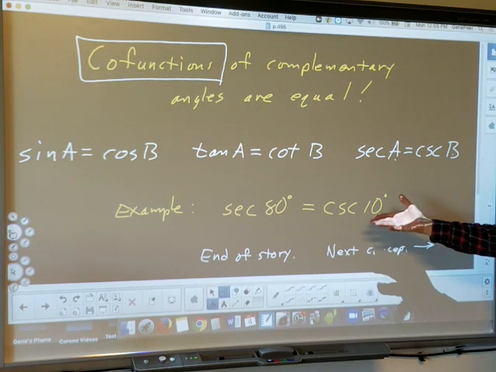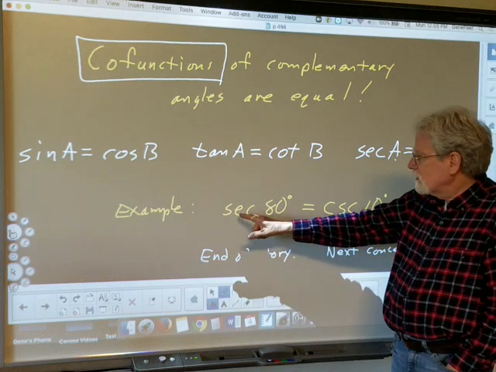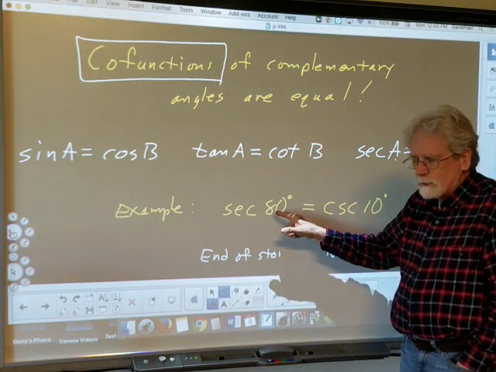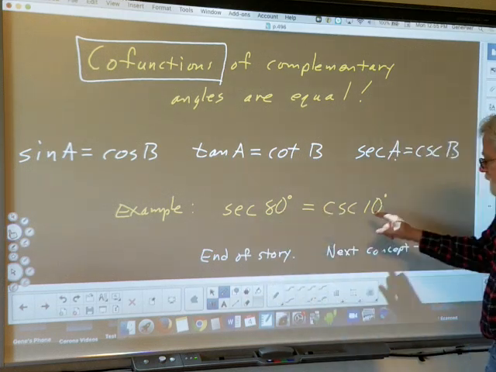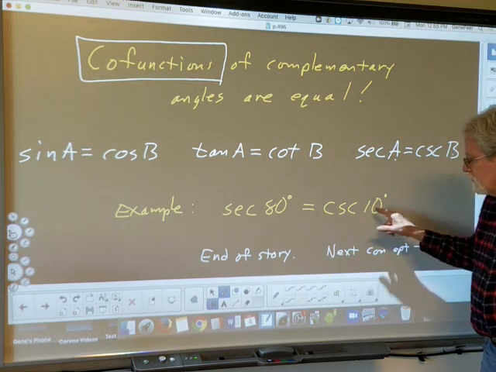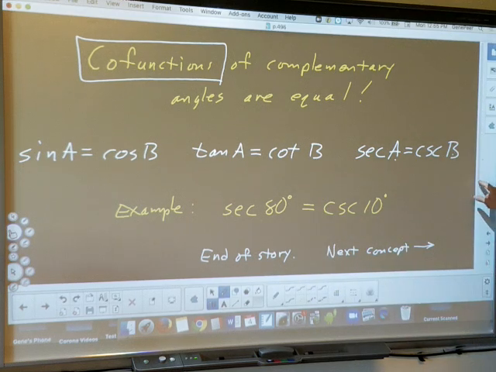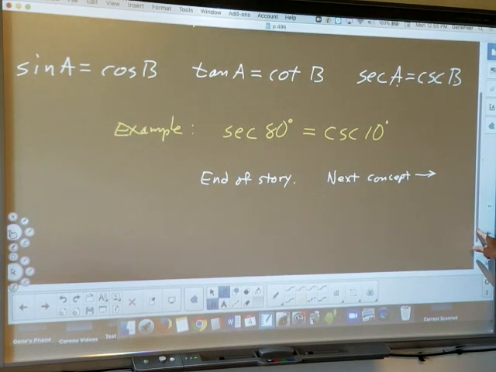So the secant of A being equal to the cosecant of B, provided that A and B are indeed complementary. So some quick examples here. That means that the secant of 80 must be equal to the cosecant of 10, because 80 and 10 add up to 90. Okay, end of that story.